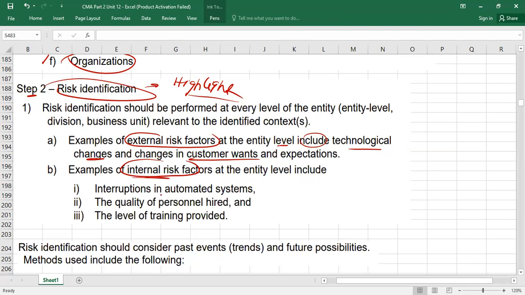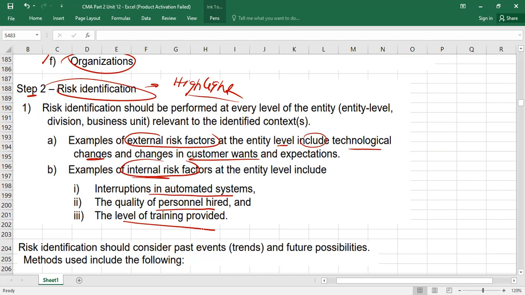For example, interruptions in automated system. Okay, this is an internal risk factor, right or wrong? Maybe quality of personnel hired. Maybe you are not hiring appropriate people with the right skill set. So this is also an internal risk factor because it is coming due to a failure of your process or system. And maybe the level of training provided: maybe you are not providing enough training to the staff to run your operations. Obviously then they will make blunders or mistakes, right?